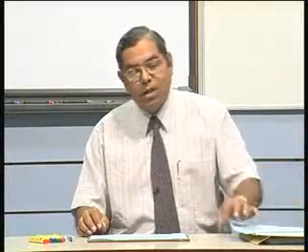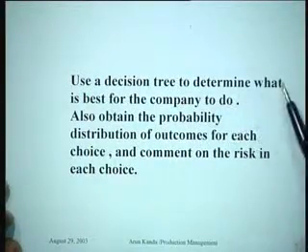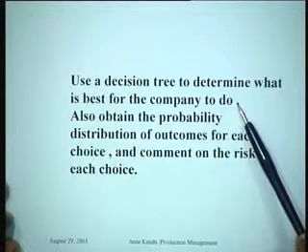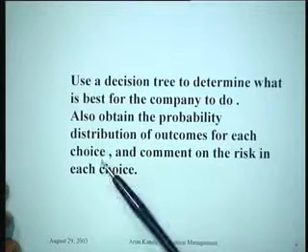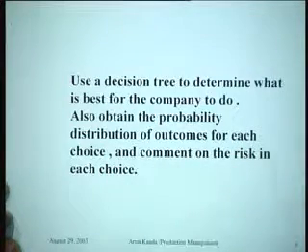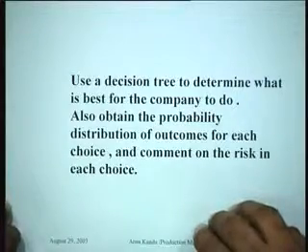Now, using this probability information and the information pertaining to the economics of the problem, let's see what we can do about this. So, the task at hand for the company is to use a decision tree to determine what is best for the company to do, and also obtain the probability distribution of outcomes for each choice and comment on the risk in each choice. That's exactly what we're trying to do through this case study.